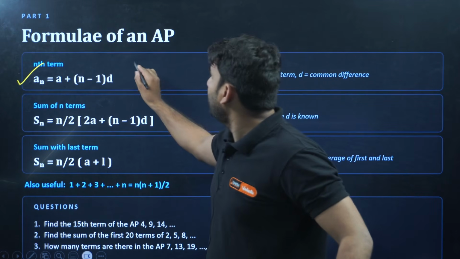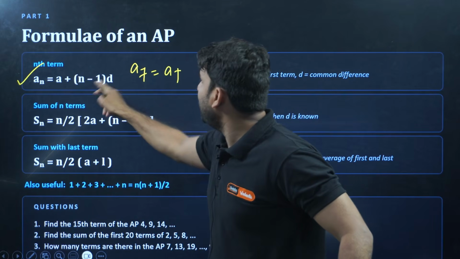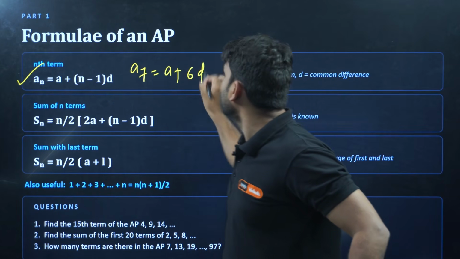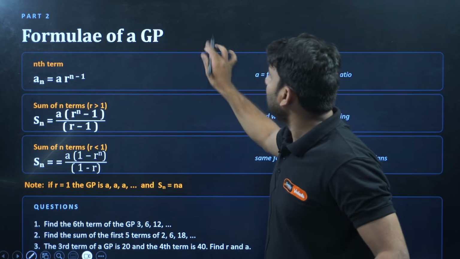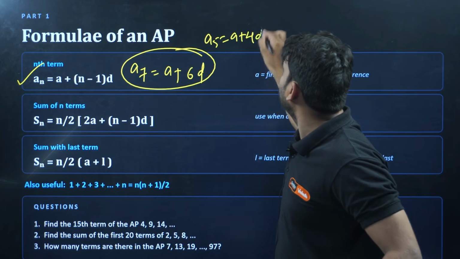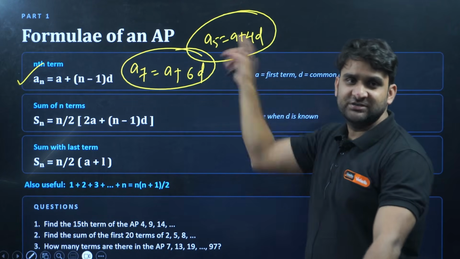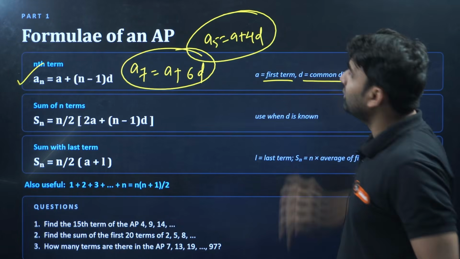For example, if you want the 7th term, put 7 here. So a plus (n minus 1), 7 minus 1, will be 6d. So automatically the formula will look like this. For the 5th term, the formula will be a plus 4d. Clear everyone? So this is all about AP. A is the first term and d is the common difference.